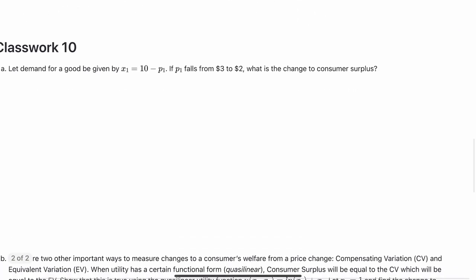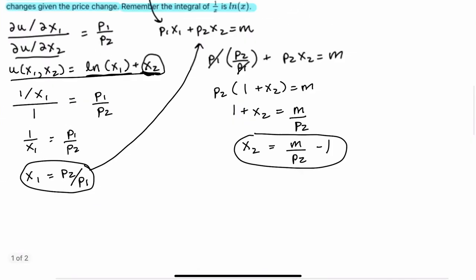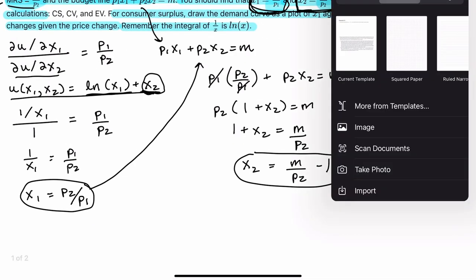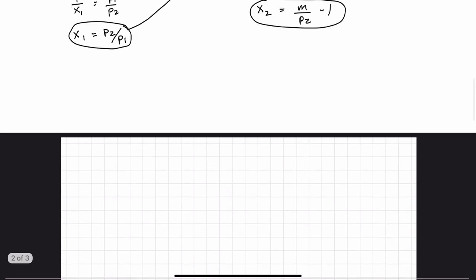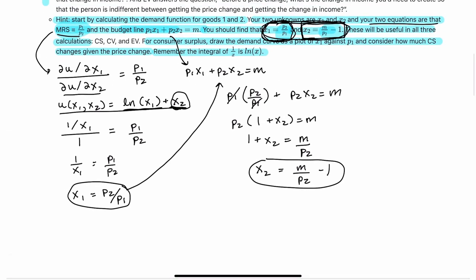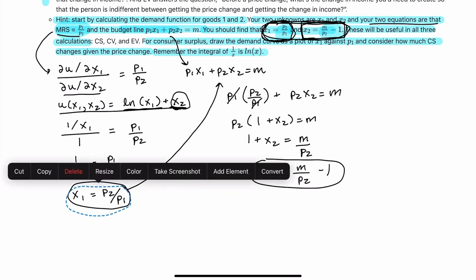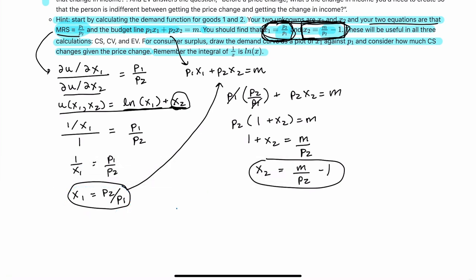So let's add another page here. I just want a blank page, plus some squared paper. Okay, so I'm going to take this demand for good 1, that x1 is P2 over P1.